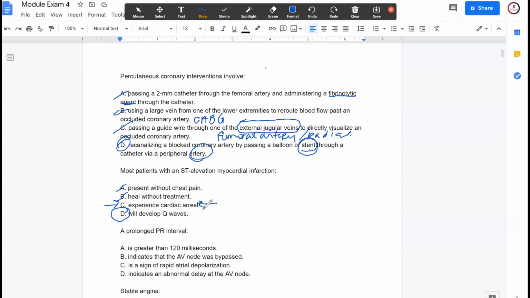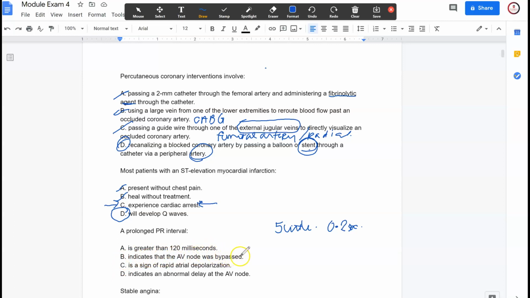All right, a prolonged PR interval. So this means knowing what your PR interval is to begin with, right? So anything longer than 5 little boxes, right? Little boxes, which is 0.2 seconds, right? So is greater than 120 milliseconds, maybe.